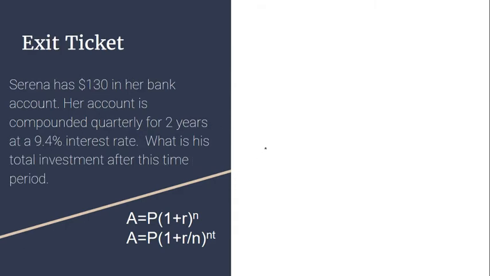Alright, so that is it. The exit ticket is: Serena has $130 in her bank account. Her account is compounded quarterly for 2 years at a 9.4% interest rate. What is her total investment after this time period? You're going to answer this question along with some other questions on the check for understanding. So go back to the announcement. Click on the link that says click here for the check for understanding. It will take you to the Google form.